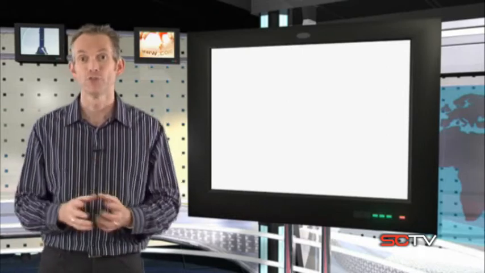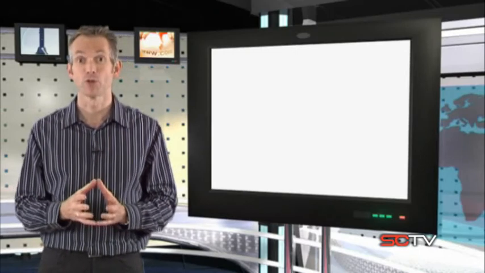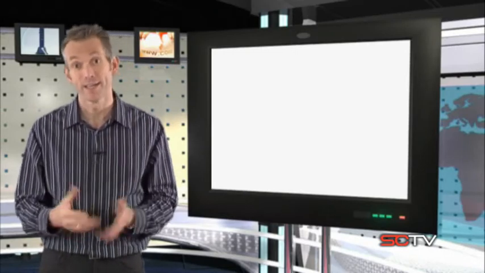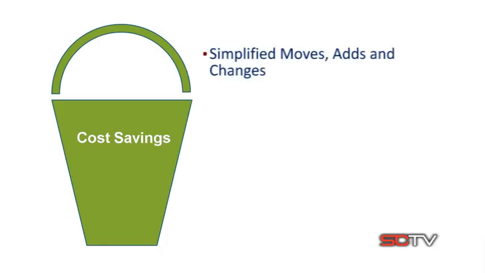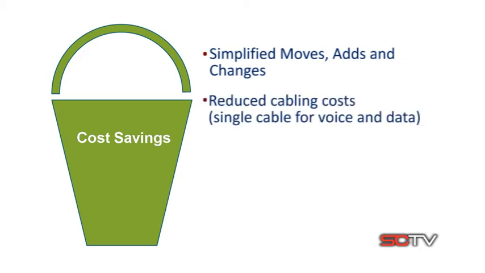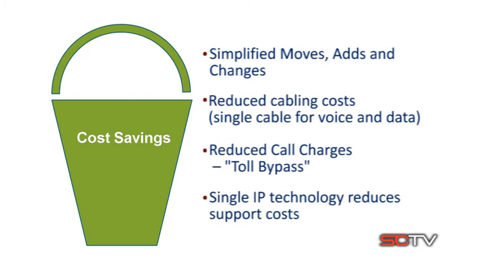And when selling unified communications, one of the most obvious areas of value, and hence the most obvious area of return for the customer, is in the form of cost savings. Savings that come from things like reduced or simplified moves, adds and changes, reduced costs of cabling because there's now a single cable to the desk to support both voice and data. Maybe reduced call charges by making internal calls across your IP WAN, toll bypass. Reduced maintenance and support costs perhaps that come from running a single infrastructure.